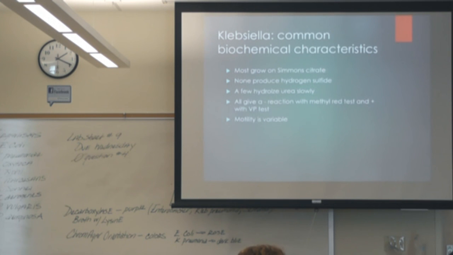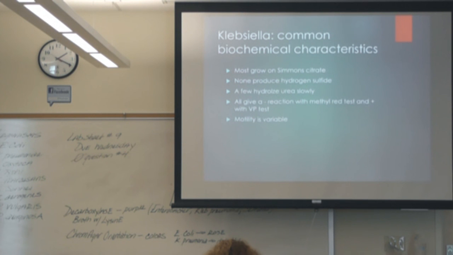All right, Klebsiella common biochemical characteristics. You see most of them are going to grow on Simmons citrate. Not all of them, but most of them. None of them are going to produce hydrogen sulfide. So this would help differentiate between, let's say, Salmonella and Proteus, okay? Because they'll produce hydrogen sulfide.